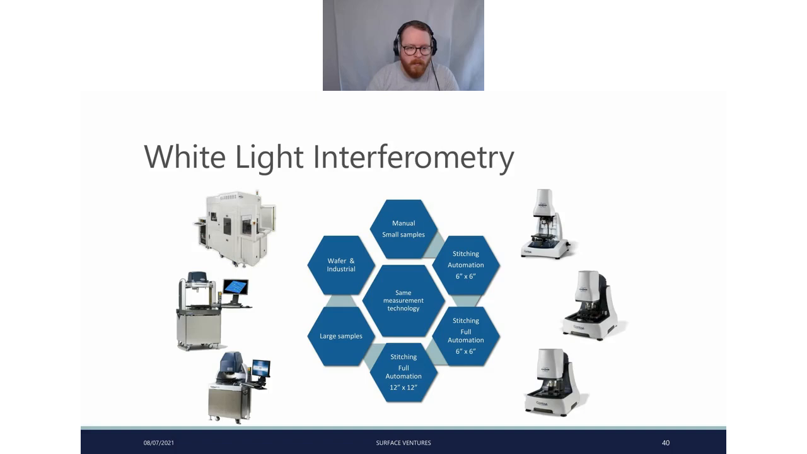Specifically, the Contour is based on white light interferometry, which has a range of different features, as white light interferometers generally do. So we have here various NP Flexes and various Contour models. You can sample large areas with stitching. It's fully automated stitching. You do a lot of this for wafer or industrial types of applications.